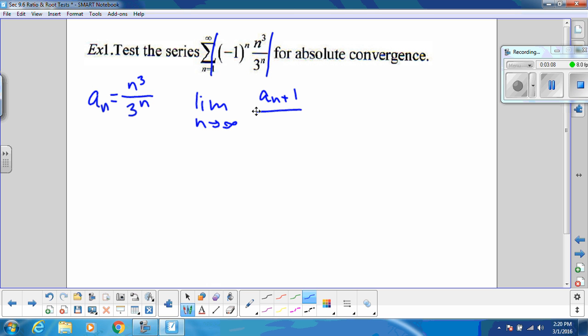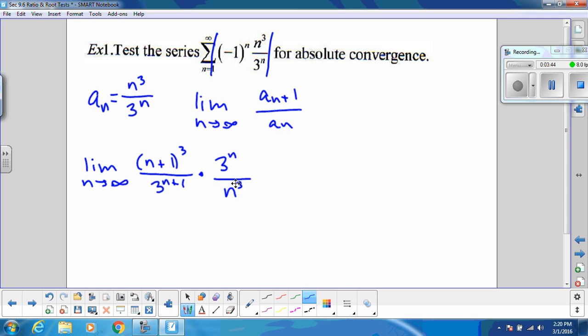So we're going to take the limit as n approaches infinity of a sub n plus 1 over a sub n. So let's look at a sub n plus 1. All that means is I'm going to be doing the n plus 1 term. So that would be the limit as n approaches infinity of n plus 1 cubed over 3 to the n plus 1. Now I'm going to be dividing by just the original. Since this is already a fraction, I'm going to be multiplying by the reciprocal, so I'm going to be multiplying by 3 to the n over n cubed.